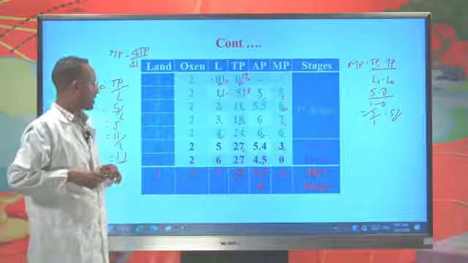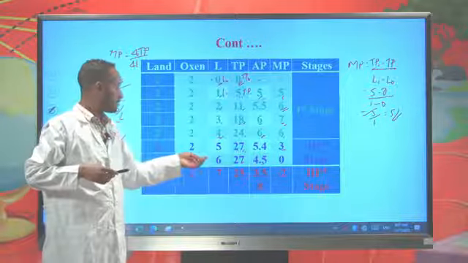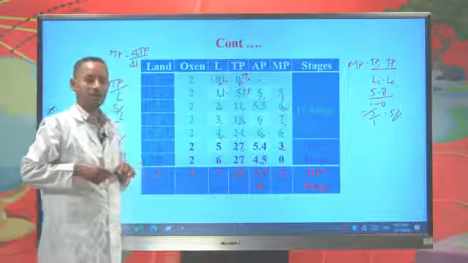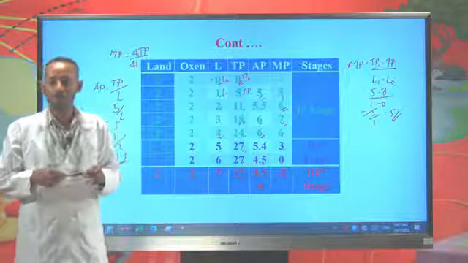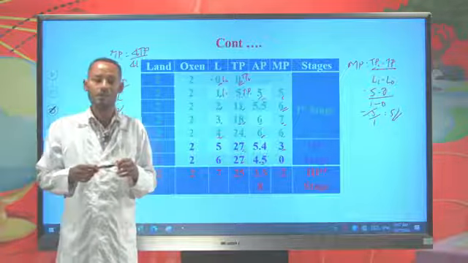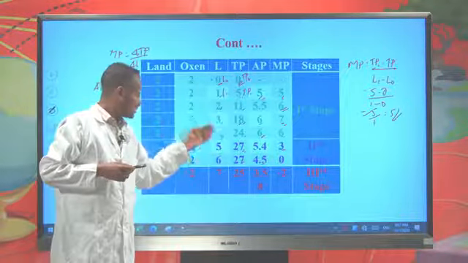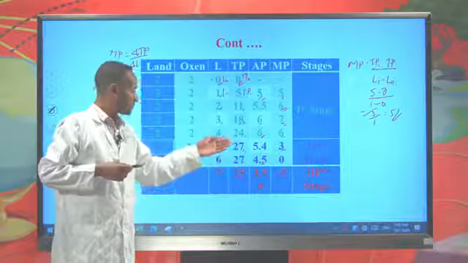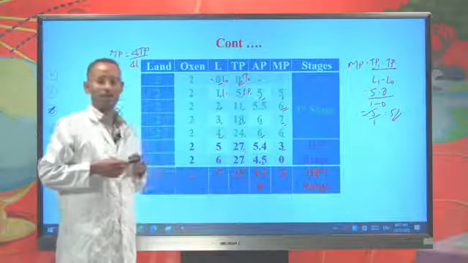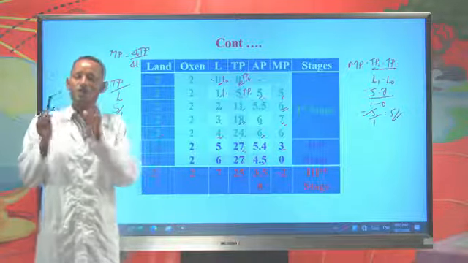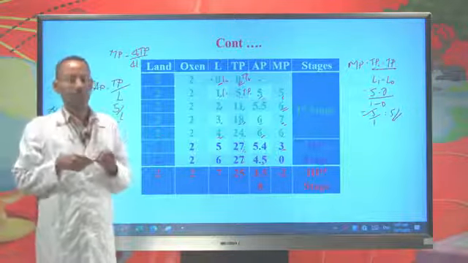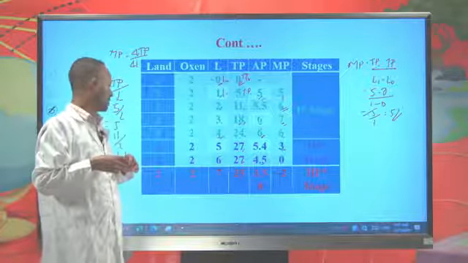Again, if 5 labor produces 27 quintal and 6 labor produces 27 quintal, then the additional output produced from additional implement of the variable input labor is 0. That means it is calculated by dividing 27 minus 27 by 6 minus 5. In this case, there is no additional output produced from additional implement of the variable input labor.